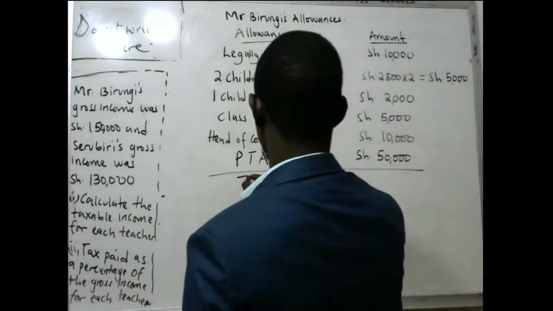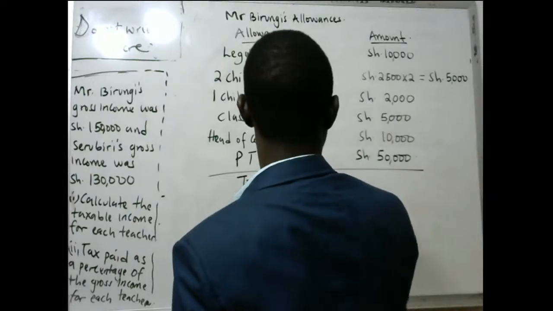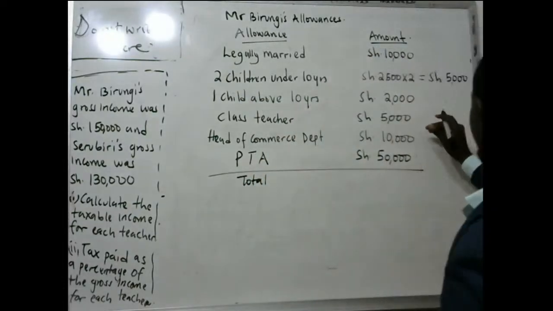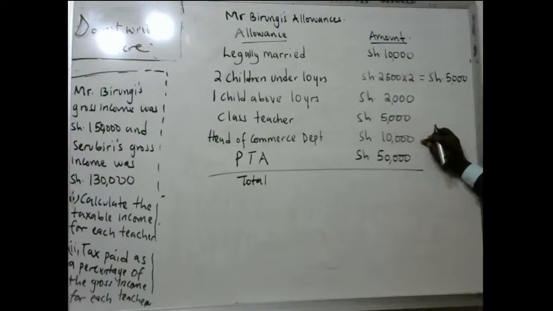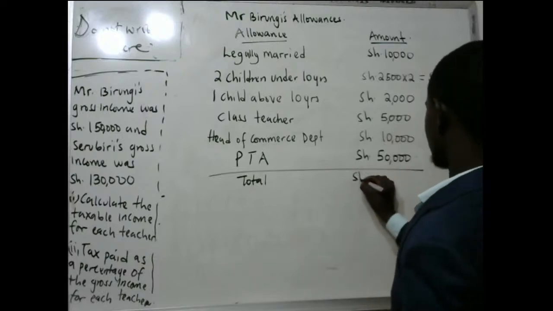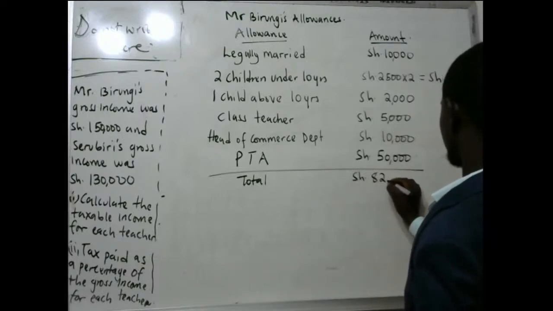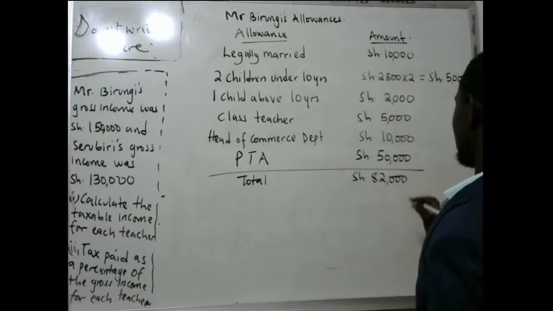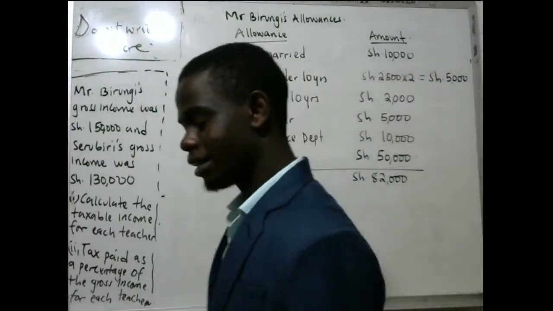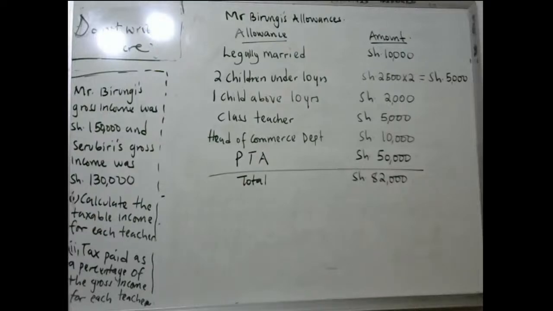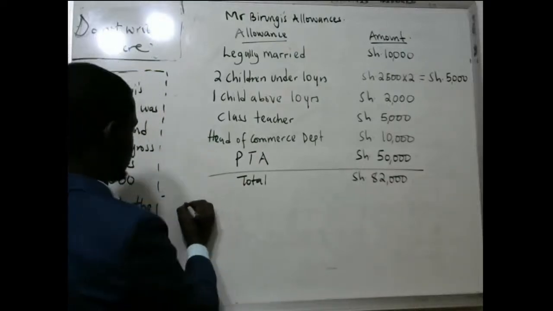Oh, then we look for the total. What had we got here? We had got 32, not so? Then 32 plus 50, 82. It is shillings 82,000. These are the allowances. All of these ones are tax-free. That amount is tax-free. So we look for Mr. Birungi's taxable income.